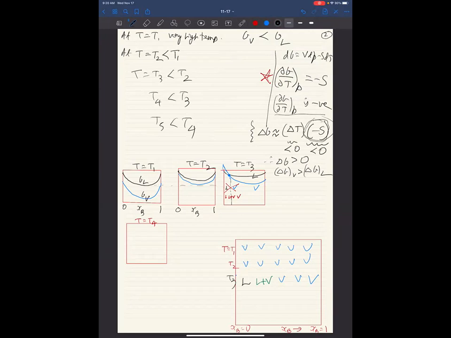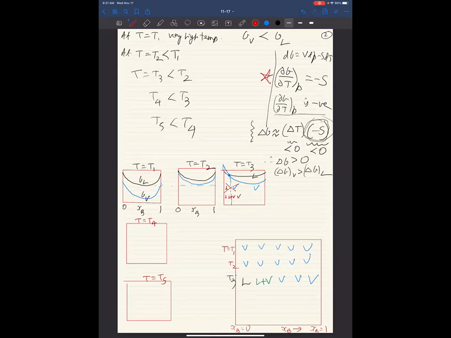Okay, at this one, what will happen? Liquid will again move up. Vapor will move up even more. And let me draw the final one, which is T is equal to T5. Let's actually first draw T is equal to T5, which is a very, very low temperature. So at very, very low temperature, let's say so low that you're not going to get a solid to form, but it's low enough.